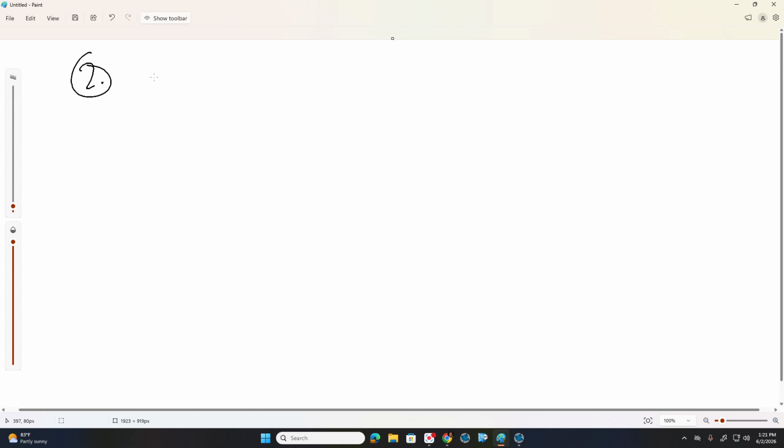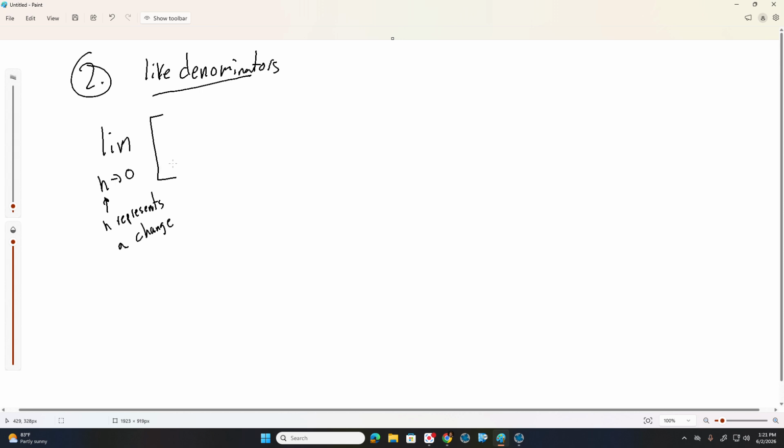This was like denominators. Okay, and this happens a lot. So let's take the limit. We're going to switch up our variables. It's very common to see h represents change, and we'll talk more about that when we get to our instantaneous rate of change questions. But let's take a look at something like this. The limit as h approaches 0 of, this is going to be a double fraction, 8 divided by 9 plus h minus 8 divided by 9 all divided by h.